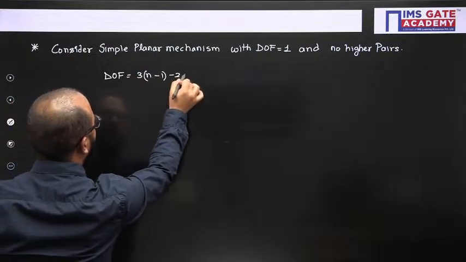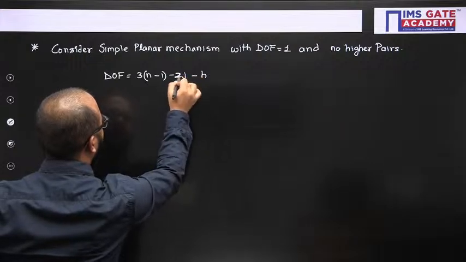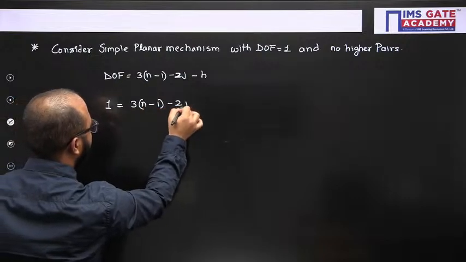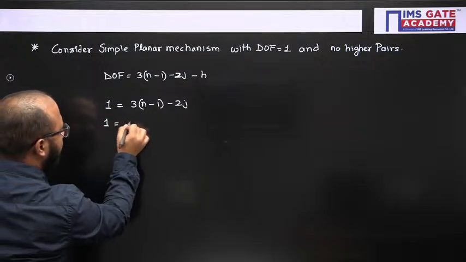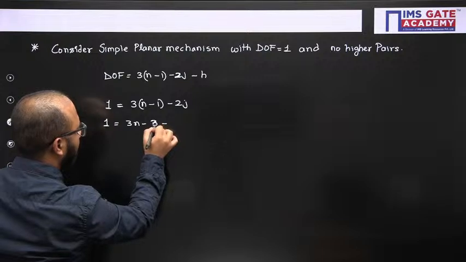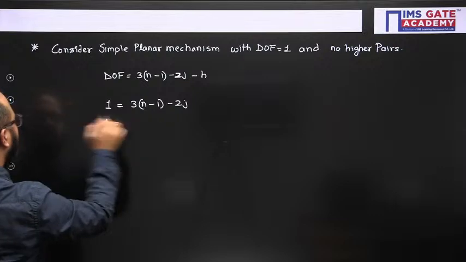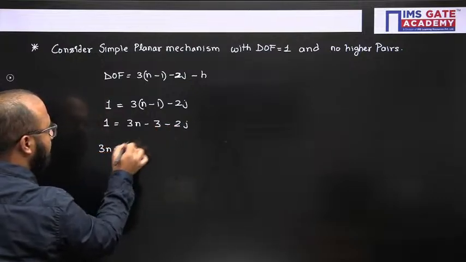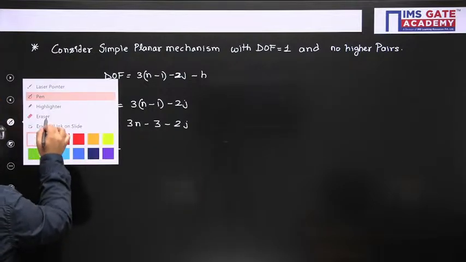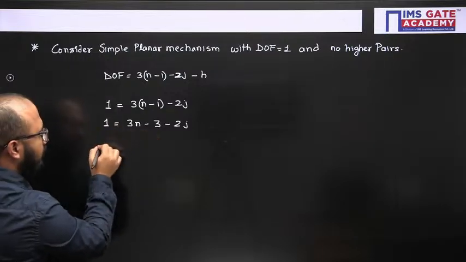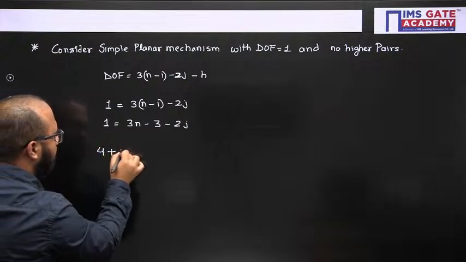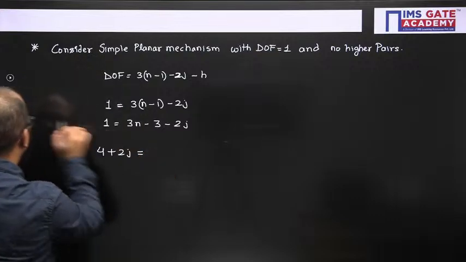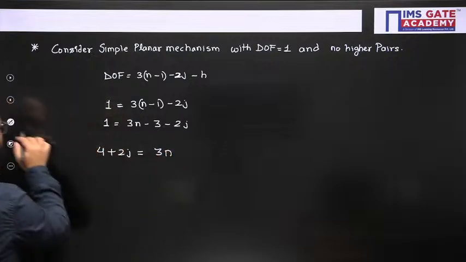So directly the Kutzbach equation I will be using: 3(n minus 1) minus 2j minus h. The degree of freedom answer is 1. So 3(n minus 1) minus 2j, the h value is 0. Now, if I open up this bracket, it will be 3n minus 3, minus 2j. So it will be 3 plus 1, that is 4 here. Let me rewrite it. Let's suppose 2j I am shifting here. So 4 plus 2j equals 3n. We will keep 3n on the right side. This is the equation we are getting here.